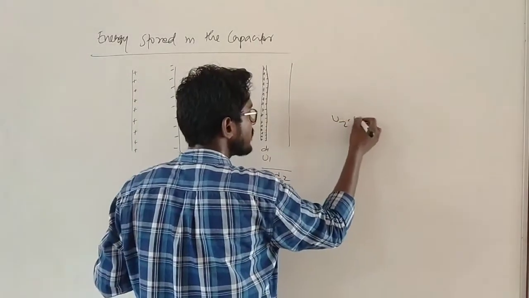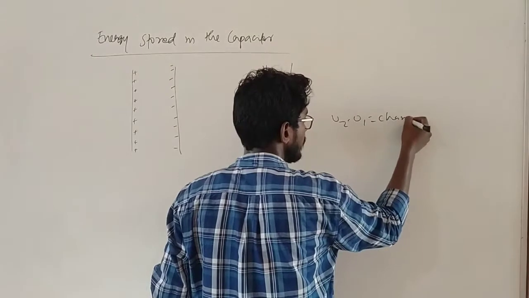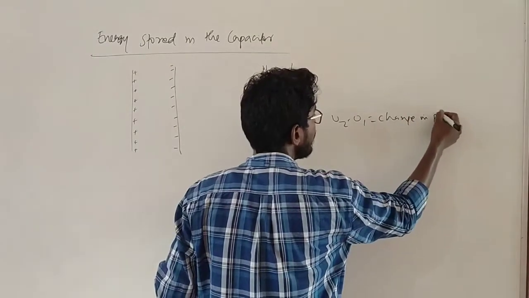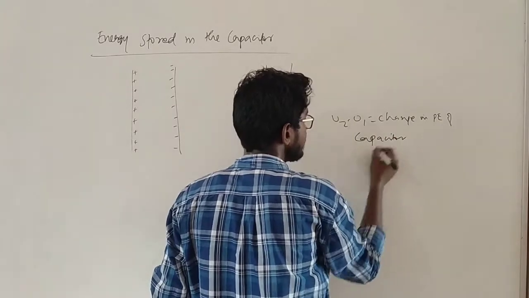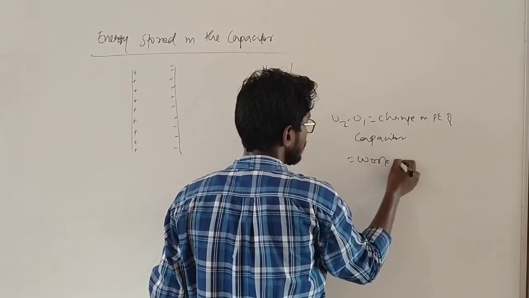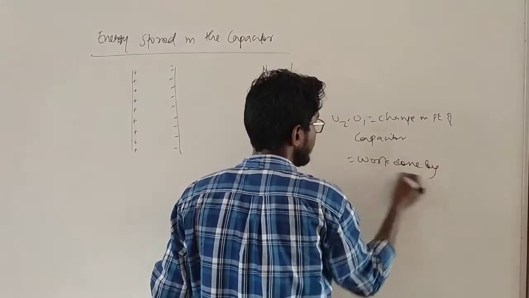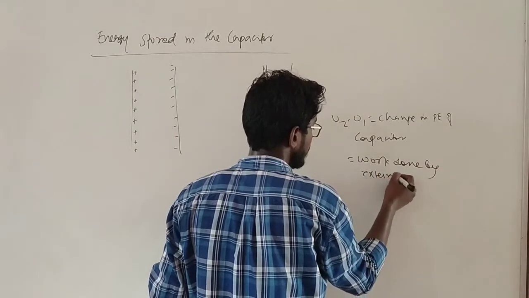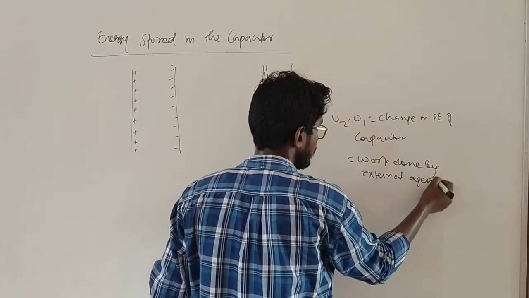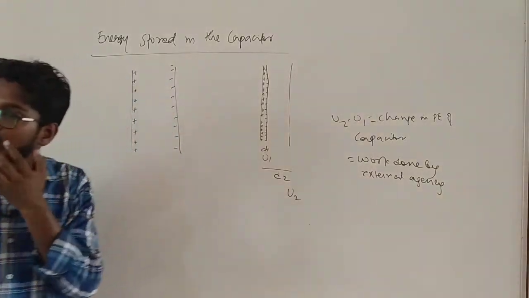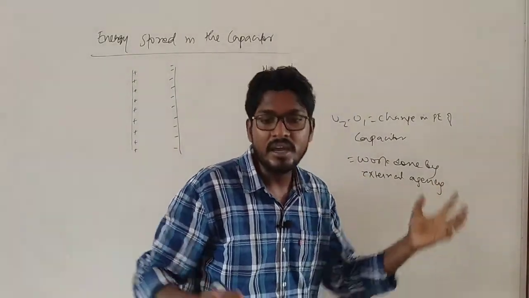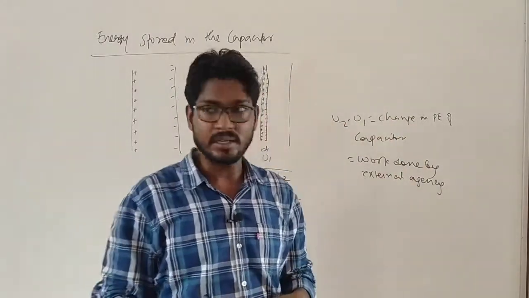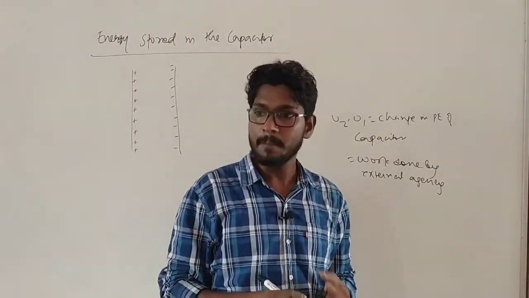So u2 minus u1 is equal to the change in potential energy of the capacitor, and this is equal to the work done by the external agency. Is that okay? So we will find the change in potential energy of the capacitor, and also we will have to find the potential energy of the capacitor. Is that okay?